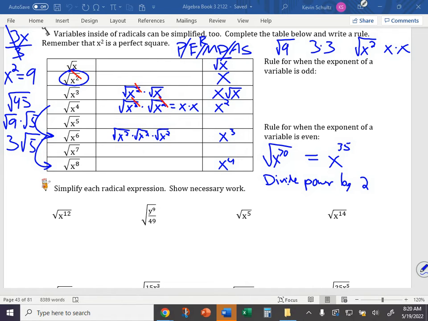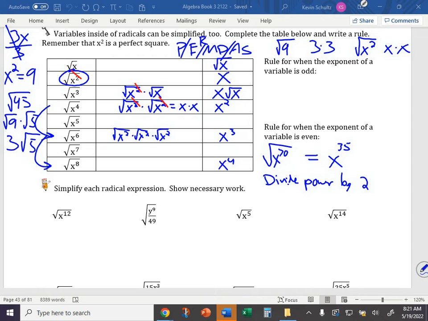Okay, so now we go back to those odd powers, right? What do you suppose the root of x to the fifth is going to be here? Claire touched on it. X to the third, or x to the third times x squared. So x to the fifth, we can break it out to be x squared times x cubed.